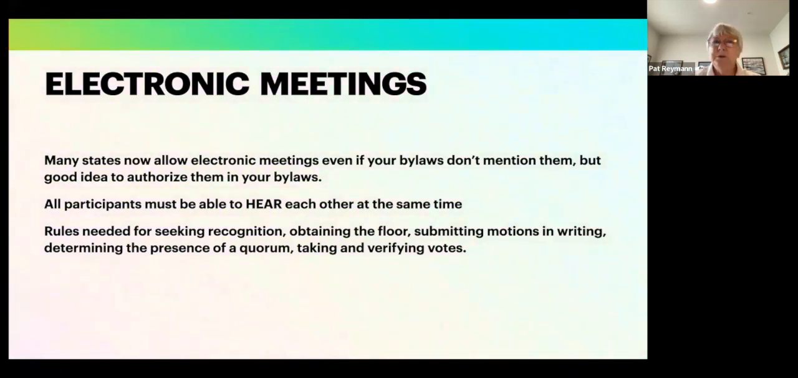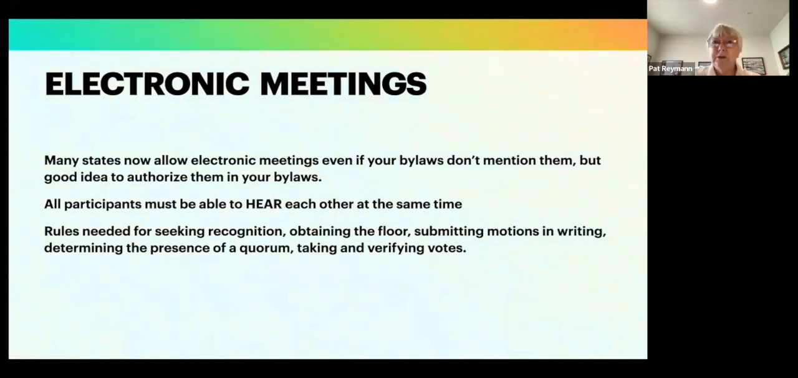So you need rules for telling people how they can get recognition from the chair, how they can obtain the floor, how they can submit motions in writing. How does the chair or the secretary determine the presence of a quorum? And how do you take and verify votes? Those are things that get real fuzzy.